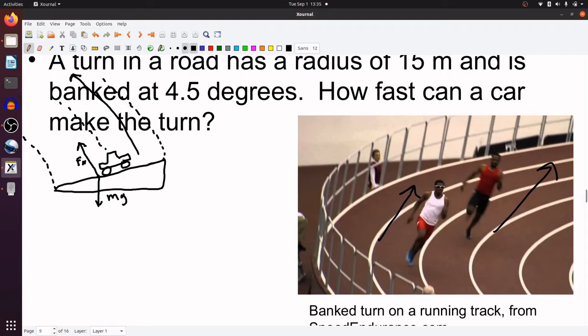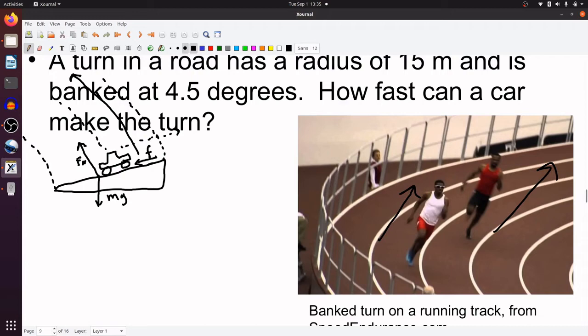If we did factor in friction, it would again act down the ramp to prevent the car with its tendency to slide up on the ramp. Because remember, it's going to slide out when you make that turn. So the friction's not there, but I went ahead and drew it in the diagram just because that's where it would be. We're going to do this without friction.